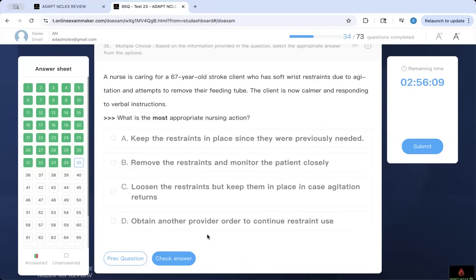Patient was agitated, trying to pull things. We requested for a restraint. Now they're fine. They're calmer, they're responding to everything. What would we do? Ethics question.